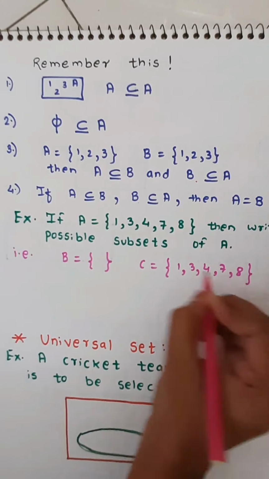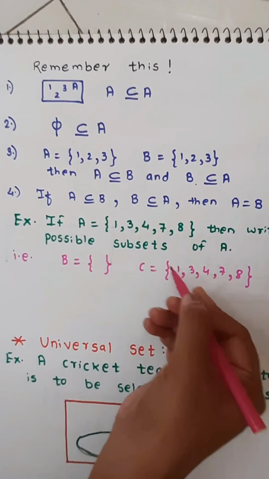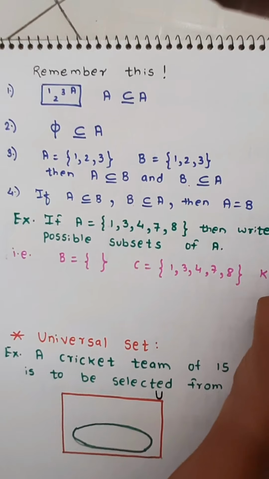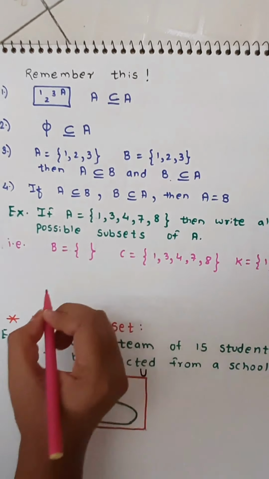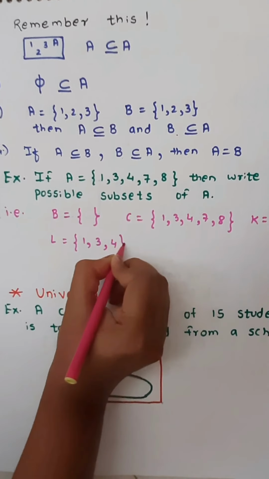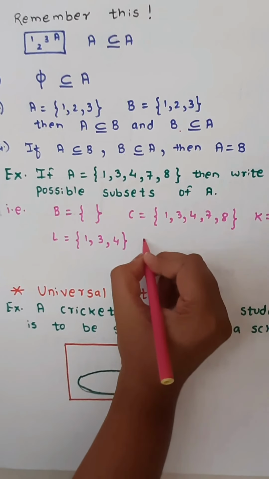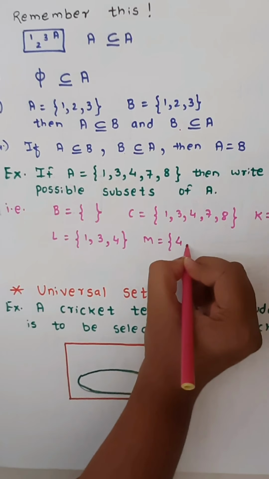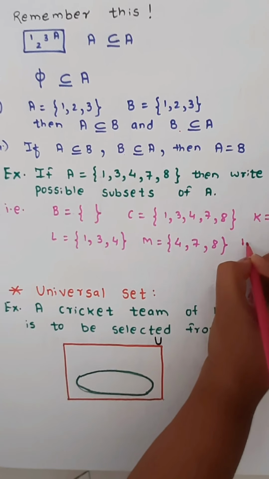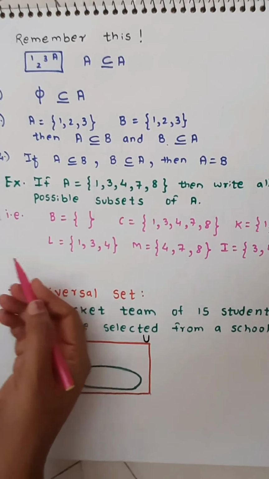So in the exam if it comes, write the subset. So first these two you write because they are the easiest. You have to write empty set and you have to write the same set as it is. Next take any example, take any name. K is equal to, I'm going to write 1, 3. Next I'm going to write L is equal to, I may write 1, 3, 4. This is also a subset, smaller than that, and the elements are there. Next I'm going to write M is equal to, I may just write 4, 7, 8. Next I can write say I is equal to, I'll just write 3, 4. That is also allowed.